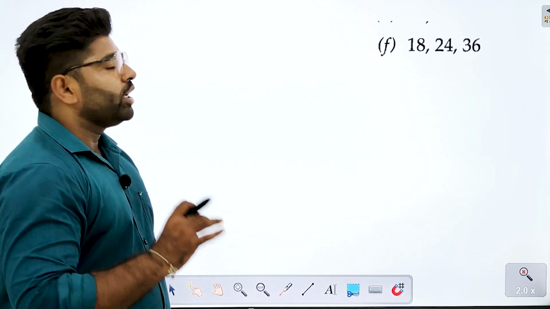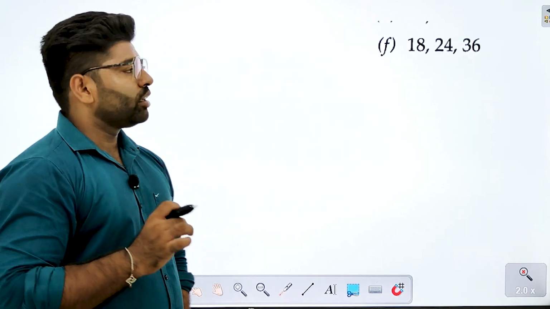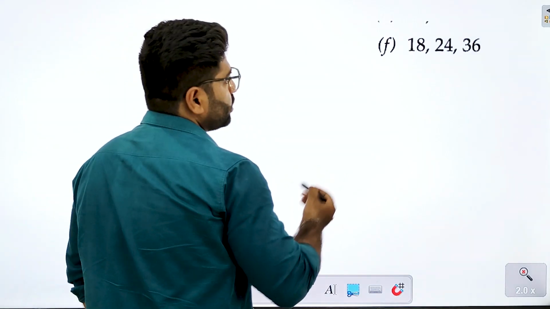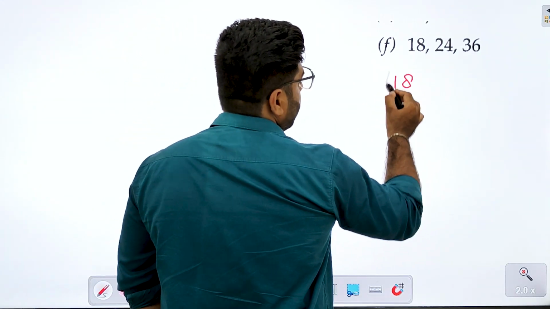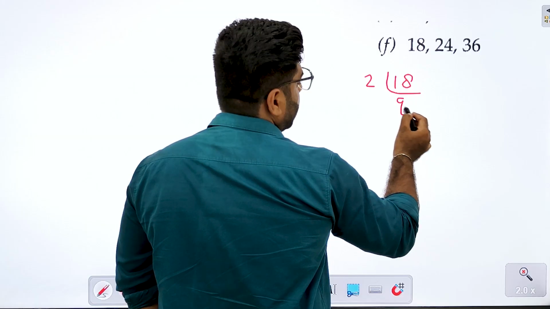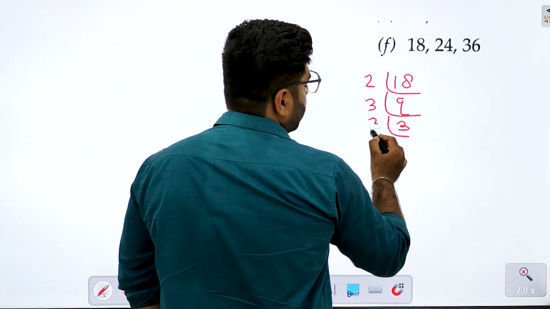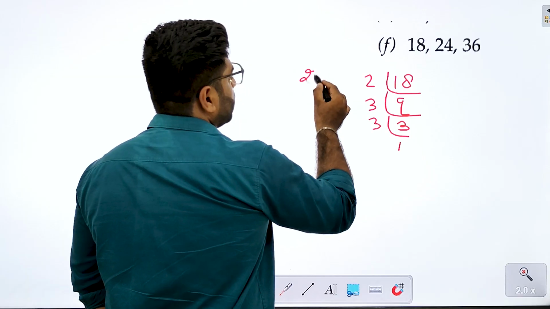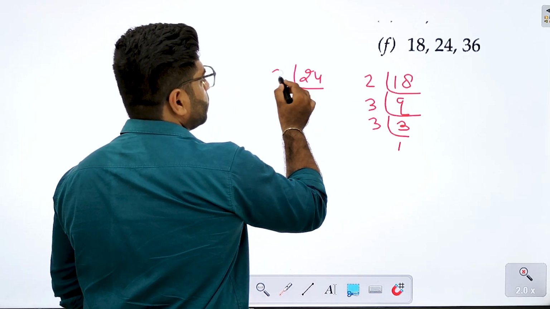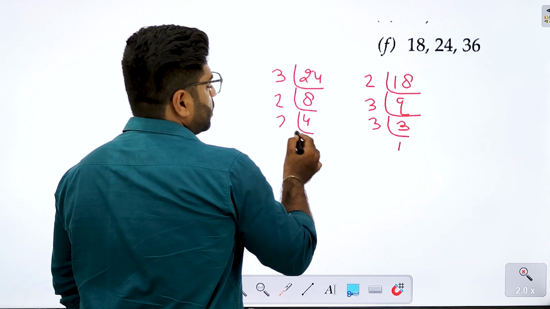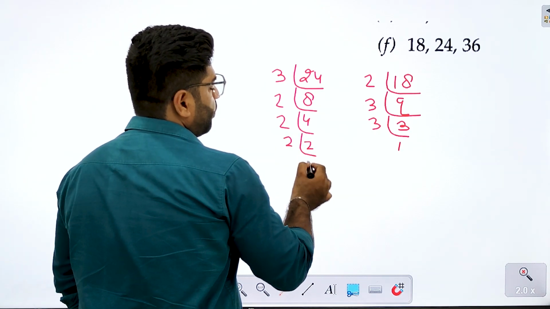Okay, we are having 18, 24, 36. Let's find out the factors of 18. We divide by 2, which gives 9. This is 3, 3, bar. Then we are having 24. This is 3, 8, 2, 2, and 1.